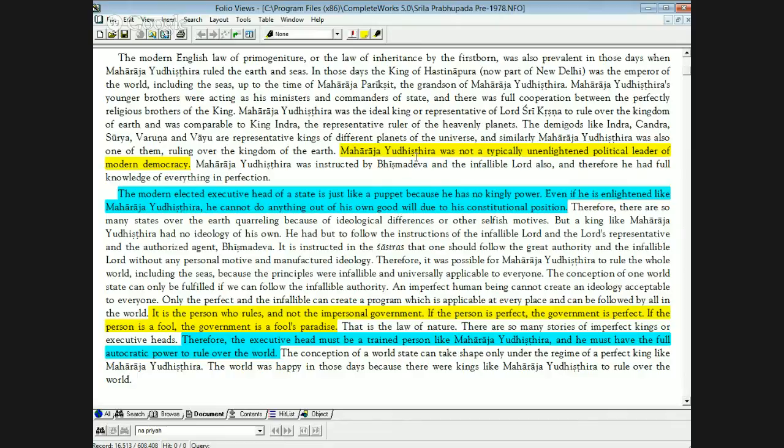So Prabhupada has taken a dig at the normal, typically unenlightened political leader of modern democracy. He had taken a snapshot of it 60 years ago, and the situation has not changed even today. Not changed. Okay.